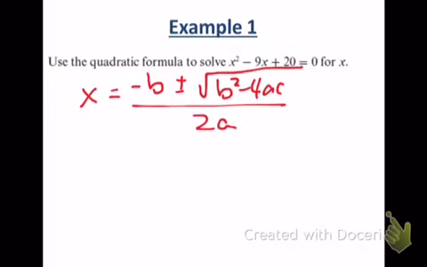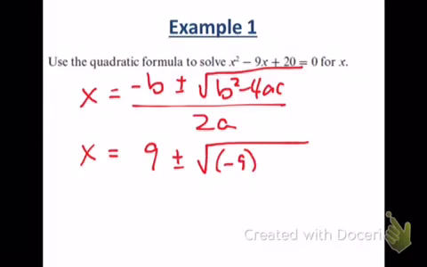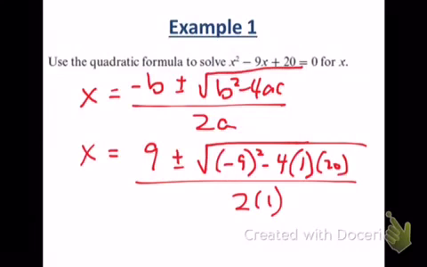Okay? We're going to make our substitutions. Where do I get my a, b, and c values from? The quadratic equation. What's a? A is 1. B is negative 9, so it's going to be negative of negative 9, which is just 9, plus or minus the square root of negative 9 squared minus 4 times a is 1, c is 20, all over 2 times 1. And now it's just arithmetic.